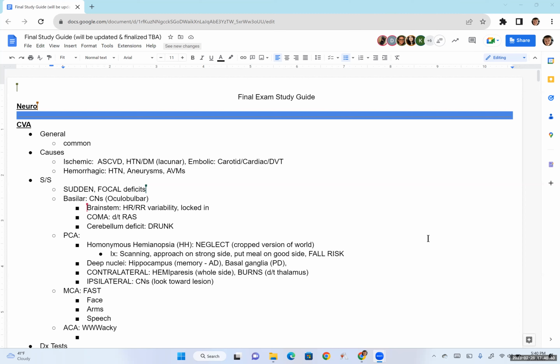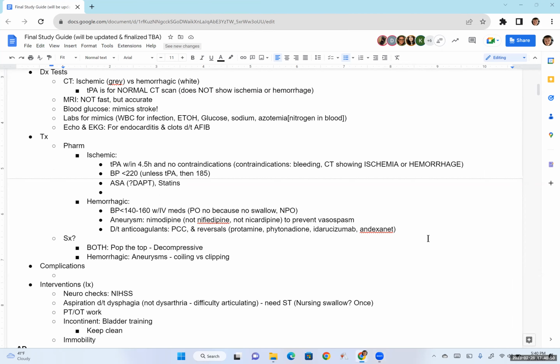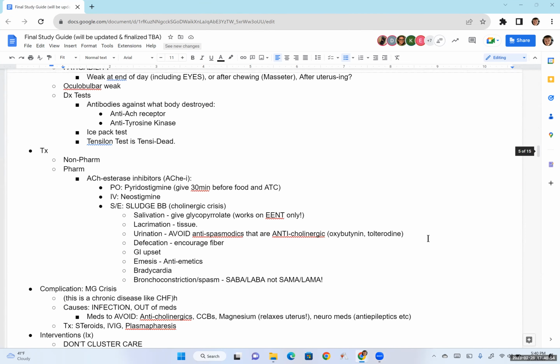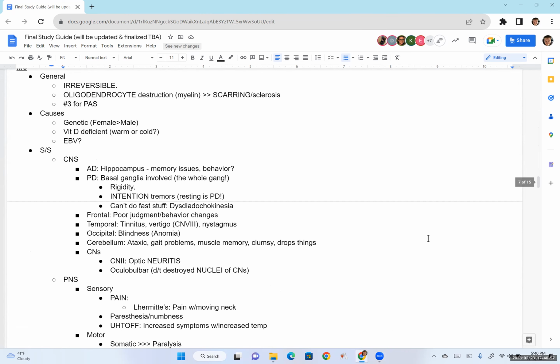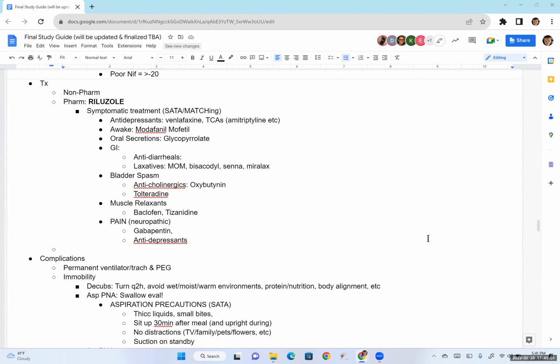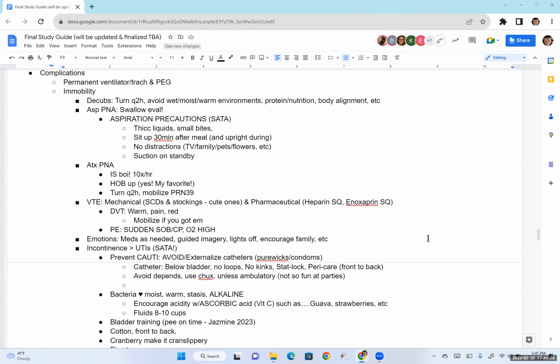All right, so for neuro, you want to know this, the immobility complications. And there's a lot of them. Almost each neuro process leads to immobility, right? So at the bottom here, I talked about the immobility complications. When I went over this, we went backwards. So we started with ALS. So it has all the goodies in here. All right, so immobility and your complications of it, right?